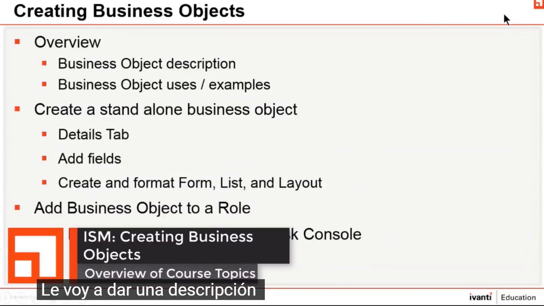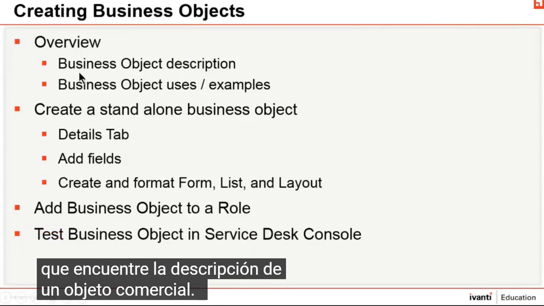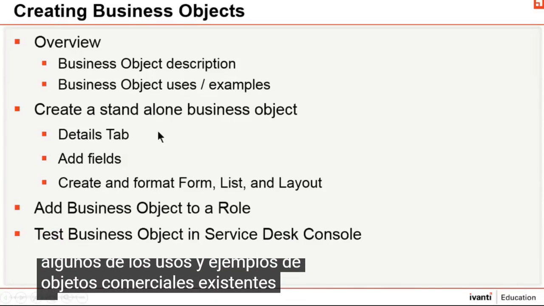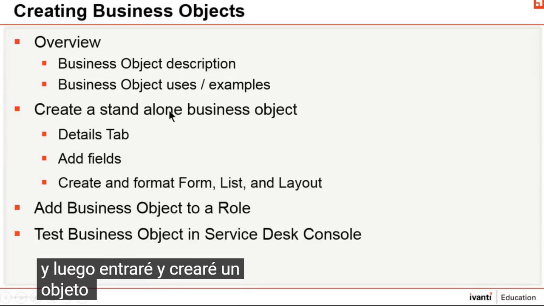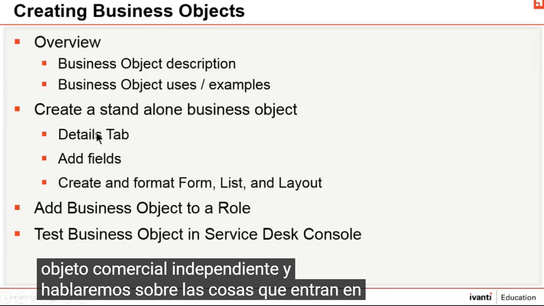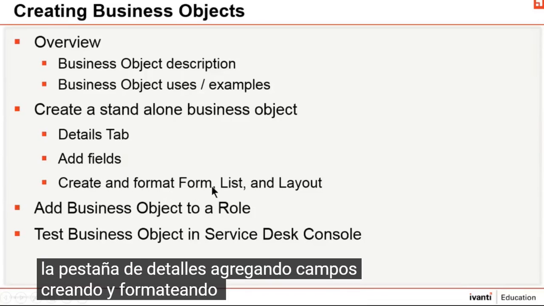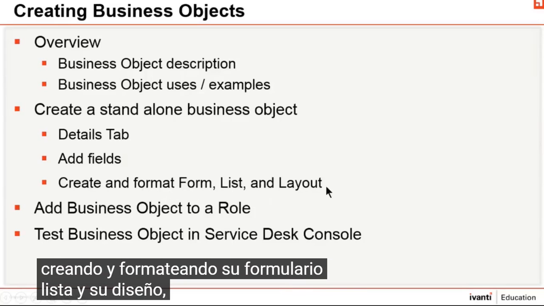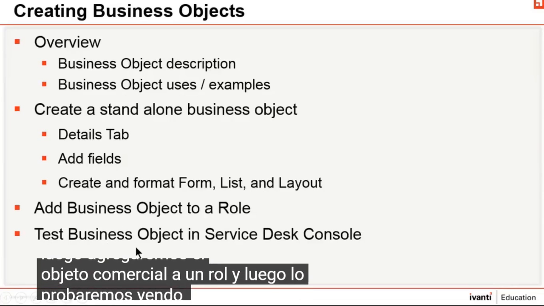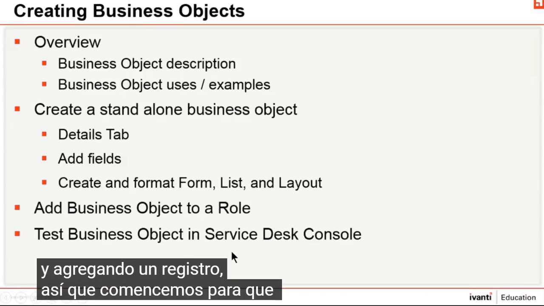I'm going to give you an overview so you'll find out the description of a business object. We'll take a look at some of the uses and examples of existing business objects. And then I'm going to go in and create a standalone business object, and we'll talk about the things that go into that. The Details tab, adding fields, creating and formatting your form, your list, and your layout. Then we're going to add the business object to a role, and then we'll test it out by going to the Service Desk console and adding a record. So let's get started.